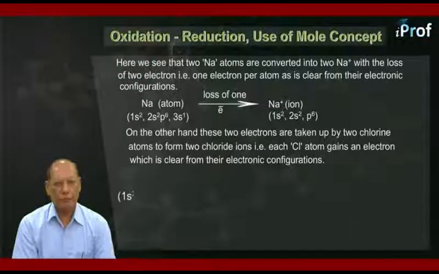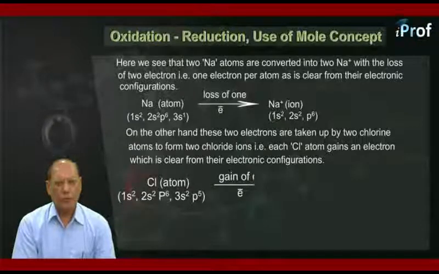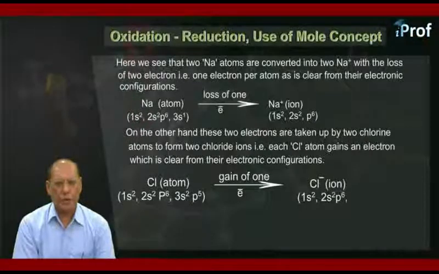Chlorine atom with the configuration 1s2, 2s2, 2p6, 3s2, 3p5, with the gain of 1 electron is converted into Cl minus ion, that is chloride ion, with the configuration 1s2, 2s2, 2p6, 3s2, 3p6.